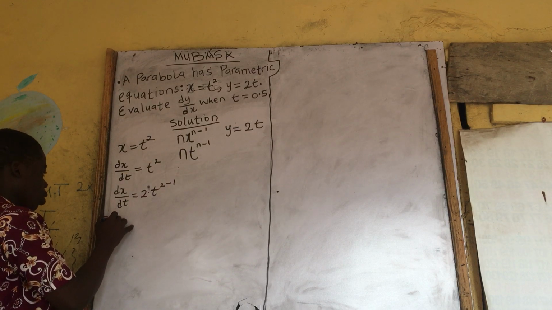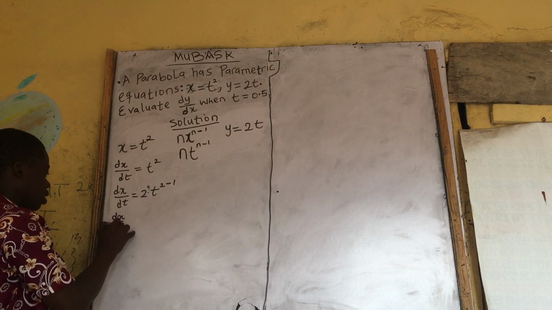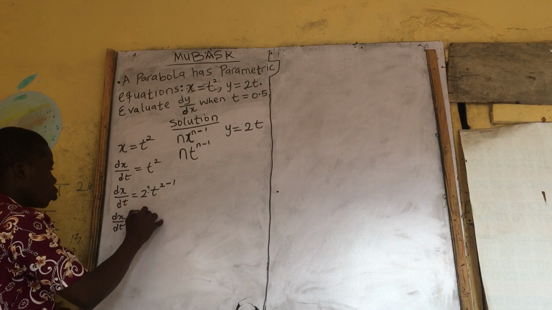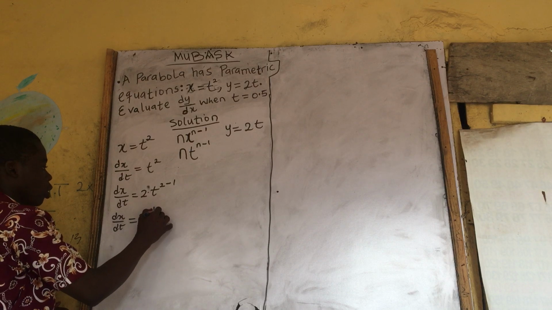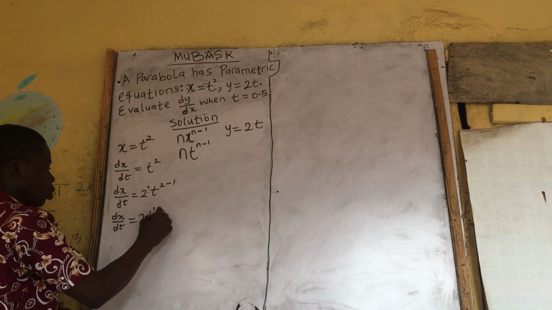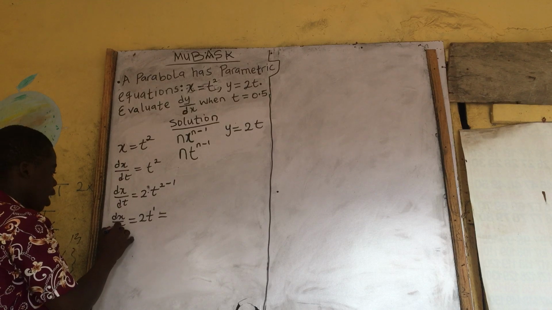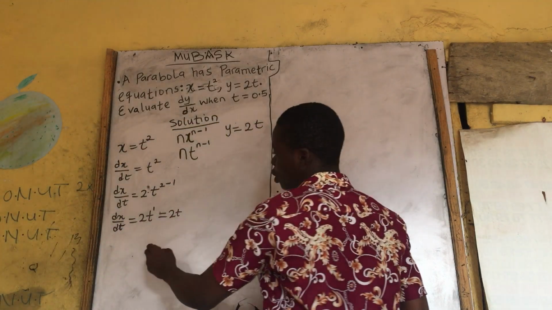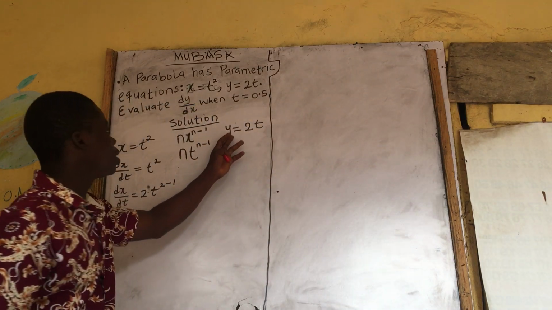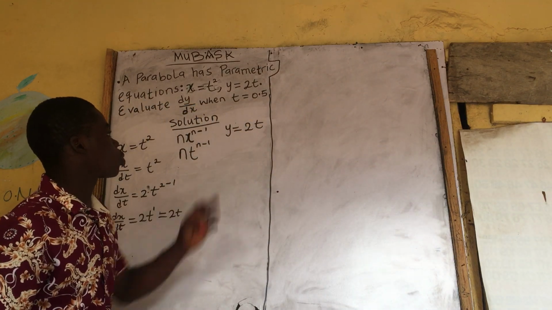Also the same thing, dx/dt equals 2t to the power 2 minus 1, and 2 minus 1 gives us 1. So dx/dt now equals 2t. We have the value for dx/dt. Remaining is y equals 2t.